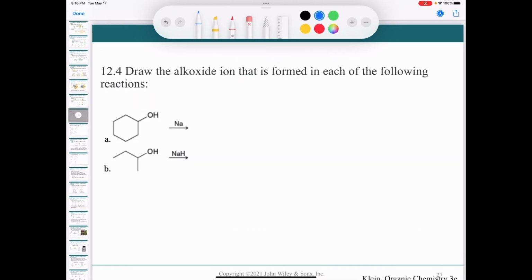Let's take a look at question 12.4, which asks us to draw the alkoxide ion that's formed in each of the following reactions. In the first one, we're taking cyclohexanol and we're treating it with sodium. Well, we know that when we treat it with sodium, we're going to end up producing the alkoxide, and the counterion is going to be the sodium cation. Plus, we also form half a mole of hydrogen gas.